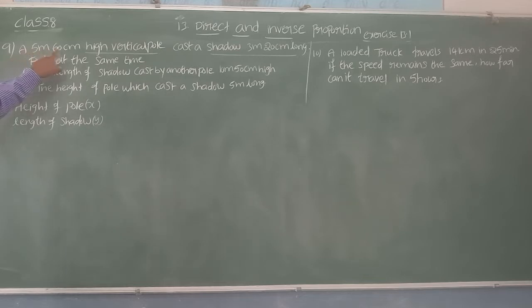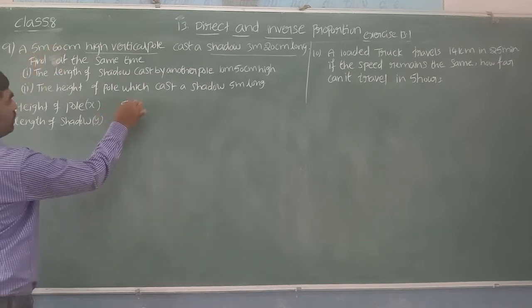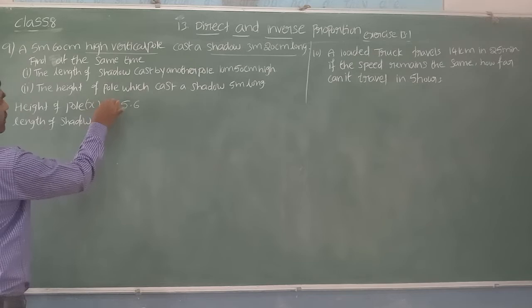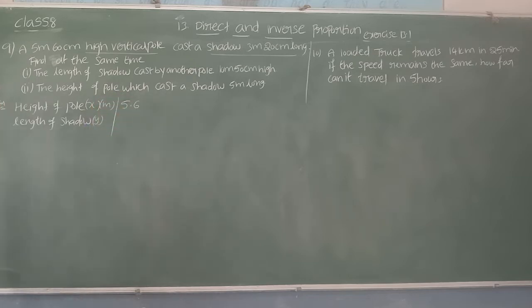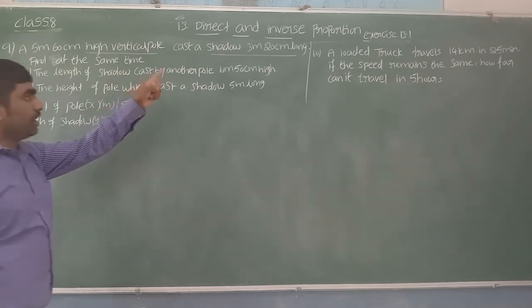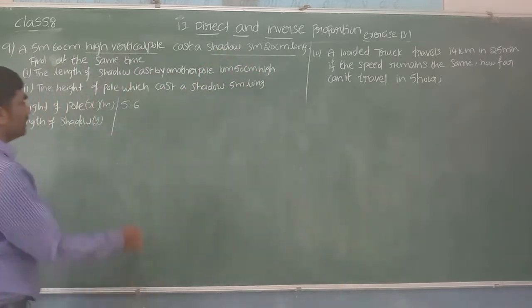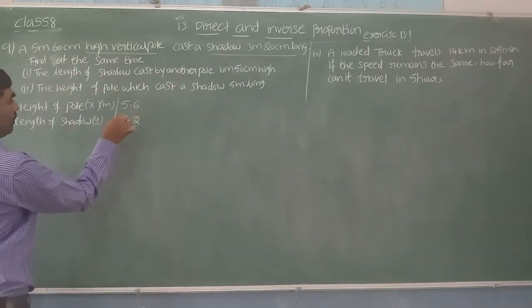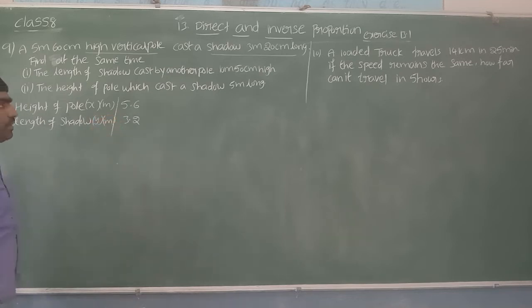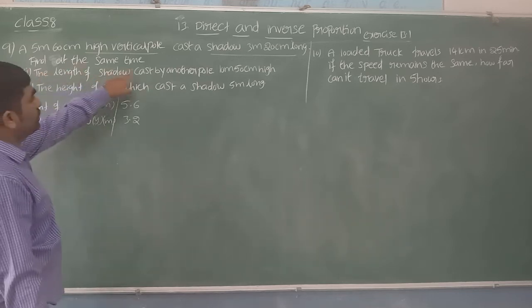They said 5 meter 60 centimeter; both are different units, so we convert to the same units. 5 meter 60 centimeter we can write as 5.6 meter. So we try to measure height in terms of meter. And 3 meter 20 centimeter we can write as 3.2 meter. See there, when the height of the pole is 5.6 meter, the length of its shadow is 3.2 meter.